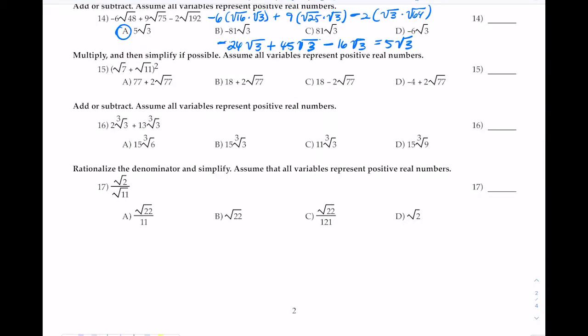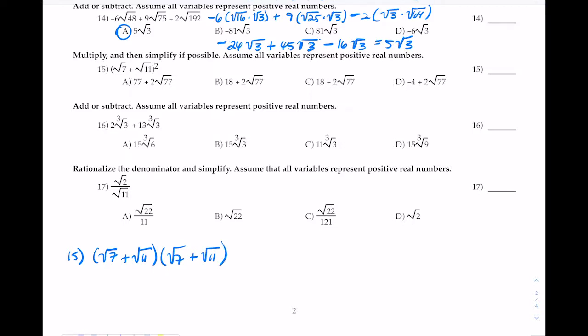In number 15, you're multiplying, and be really careful. Don't fall for the trap where you just square each of those. Remember, it's a binomial, and you have to write it twice and FOIL it. So the square root of 7 plus the square root of 11 squared really just means the square root of 7 plus the square root of 11 times itself.